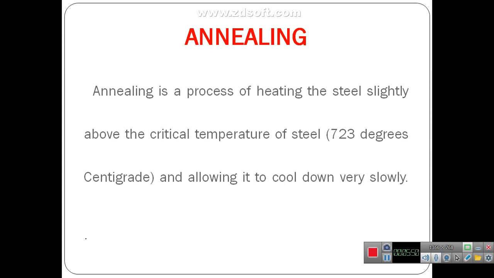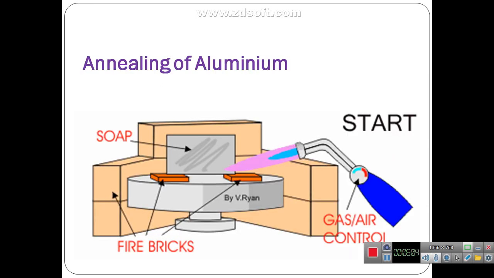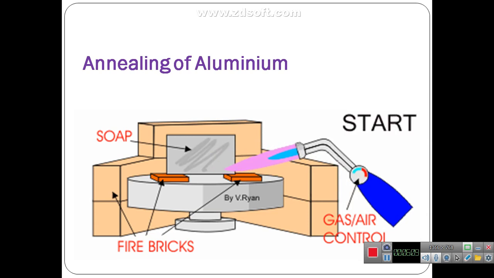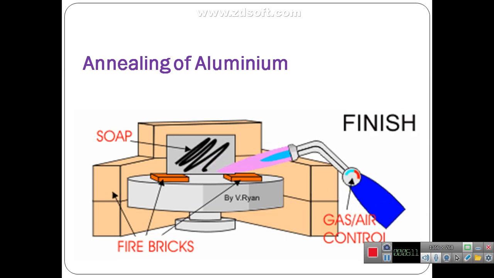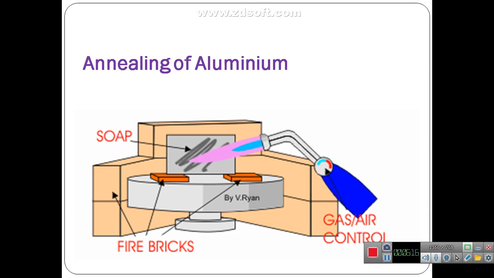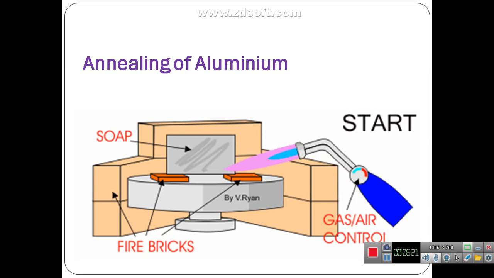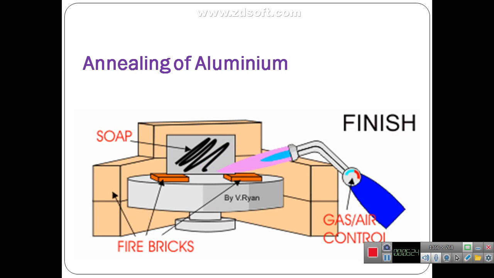Annealing is the process of heating the steel slightly above the critical temperature of steel, about 723 degrees Celsius, and allowing it to cool down very slowly. The purpose of annealing is to soften the steel and improve its machinability, to refine the grain size and remove the gases. It also removes the internal stresses developed during the previous processes to obtain the desired ductility, malleability, toughness.